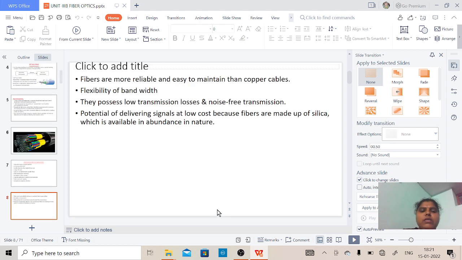And now, fibers are more reliable and easy to maintain than copper cables, so we can easily maintain them, and also protect them from theft. Flexibility of bandwidth, they possess low transmission losses and noise free transmission. Potential of delivering signals at low cost, because fibers are made up of silica which is available in abundance in nature, okay. So these are very easy to maintain, okay.